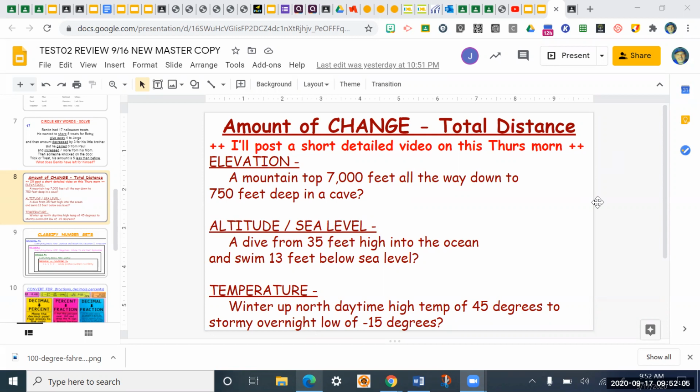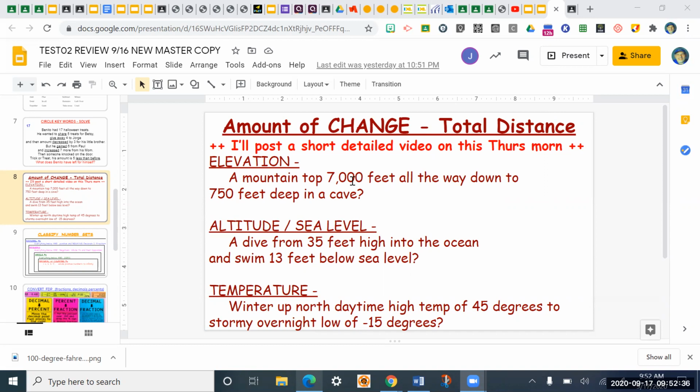If somebody were on a mountaintop and they went all the way from the top to the bottom, but then they also went down into the cave and somebody said, what's the total distance they traveled? Okay, well, it's 7,000 to get to the bottom and then another 750. Well, sometimes some people get confused and they're like, yeah, but the 750 is negative because you're going underground. And then that negative sign makes them subtract 750. And then all of a sudden they only went 6,250 feet.